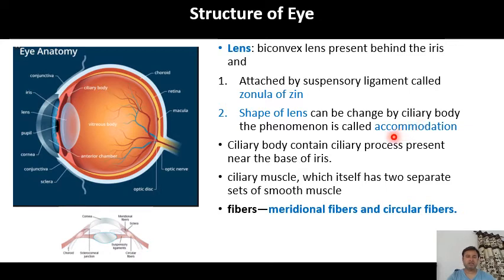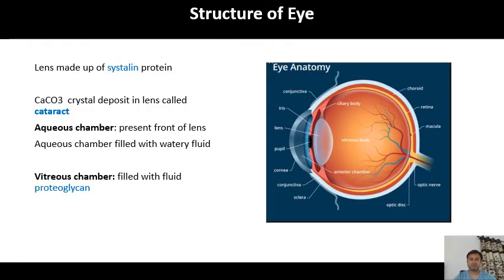In the ciliary body, two types of fibers or muscles are present, which are responsible for the change of the lens. These fibers are called meridional fiber and circular fiber. In the figure you can see here, this is the meridional fiber and this is the circular fiber present in the ciliary body. And this lens is made up of crystalline protein. If calcium carbonate is deposited in the lens, it will destroy the crystalline protein, and the disease is called cataract or motiabind.